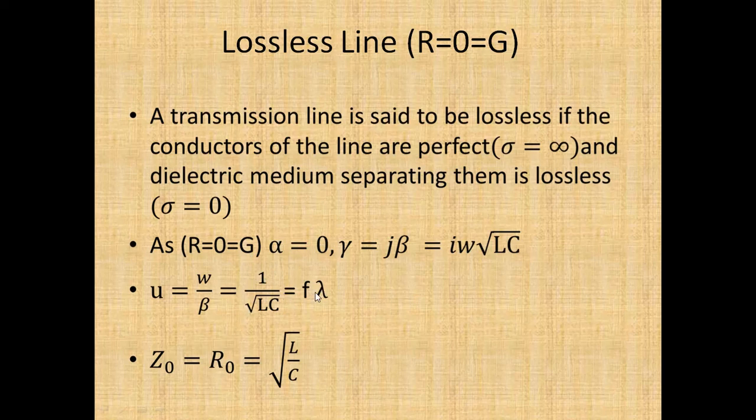It is equivalent to f into lambda. For R0, if we substitute this value into this, then we get under root L by C. So for a lossless line, the characteristic impedance is nothing but under root L by C.